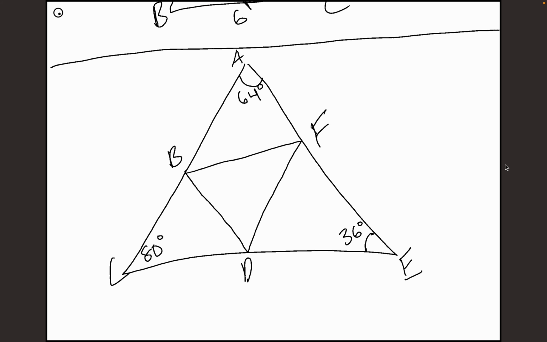Now, let's pay attention to here. Now, we have this big triangle right here, and I gave you the value of angle A, angle E, and angle C. Now, what if I said to find angle AFB? That's going to be this angle right here. It's not going to be 64.